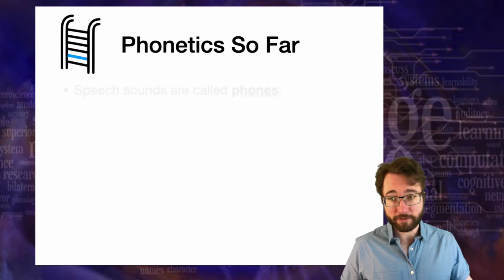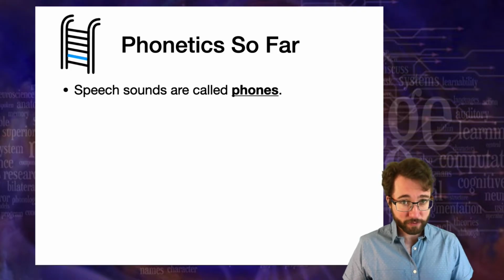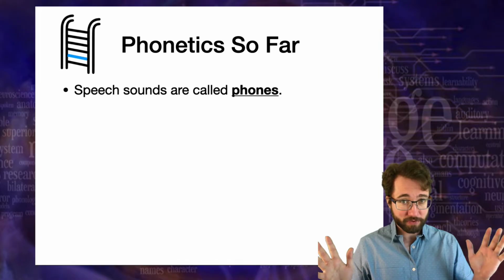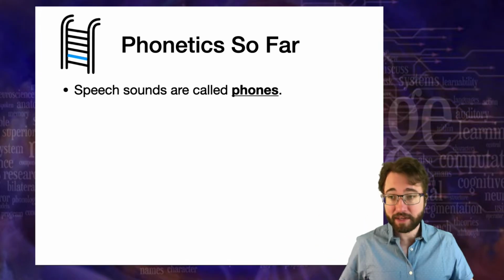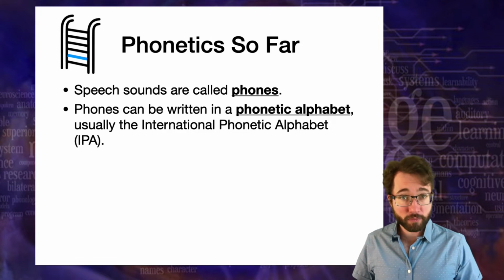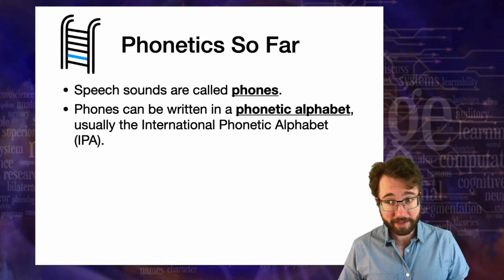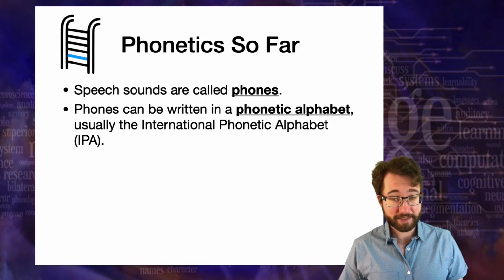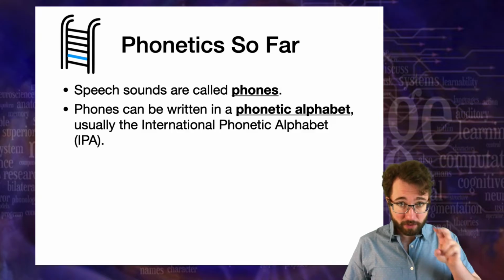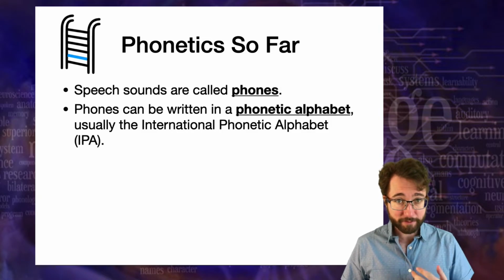So here's where we're at so far. We've learned that speech sounds are called phones. Speech consists of a series of phones that you produce. You produce a sequence of phones, the individual speech sounds. Phones can be written in a rigorous way using a phonetic alphabet. A phonetic alphabet is an alphabet consisting of phonetic symbols, where each symbol is in a one-to-one correspondence with a phone, with a different kind of phone.